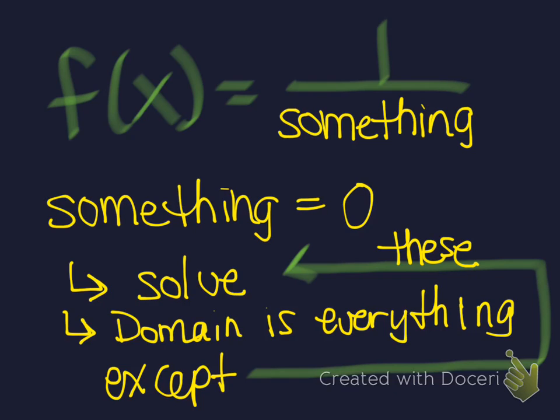So you set it equal to 0, and then you solve. The domain is everything except what you solved for, because that would be what makes it 0.